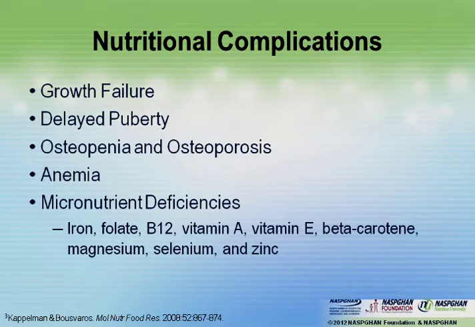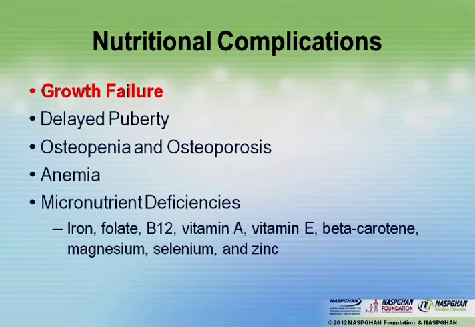So throughout the talk, we'll first start with talking about growth failure. We'll talk about delayed puberty, low bone mineral density, anemia, and micronutrient deficiencies. And we'll go through each and every one of these micronutrient deficiencies with 5 slides. So by the time you're finished, you guys will be geniuses with this. So first, we'll talk about growth failure.